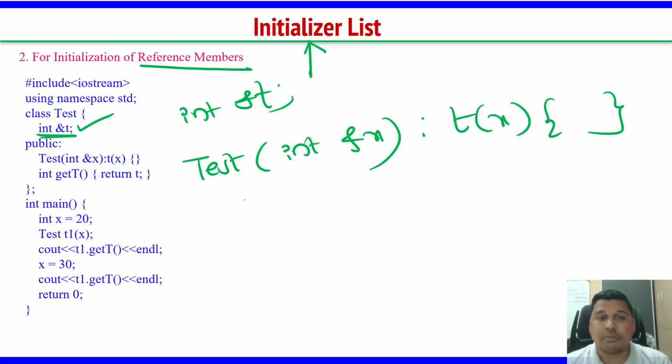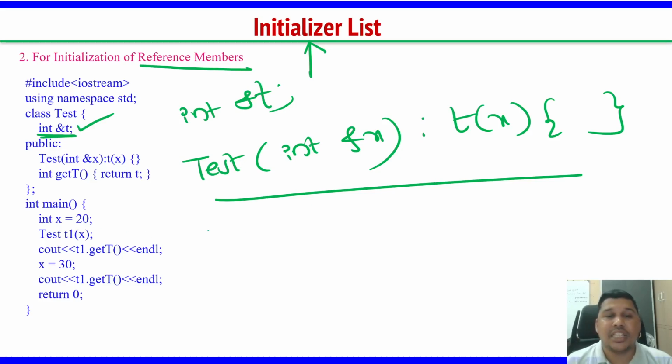Sorry. So this is the statement. This will initialize the reference variable by default. So this is again kind of a parameterized constructor only, but instead of doing it using a constructor, we are doing it using the initializer list concept.